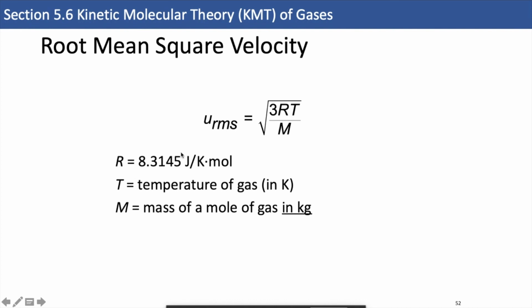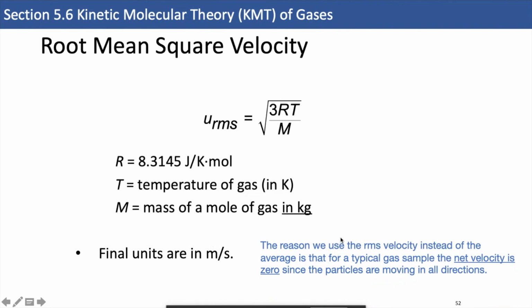It's just that, when you change your units, obviously the number is going to shift and change. So R in this situation is still a constant. T is the temperature of the gas in Kelvin. M is the mass of a mole of that gas in kilograms. That's unusual because normally when we do molar mass, it's looking at grams, but in this case, it's going to be in kilograms. Now, when you use this kind of formula, the final units are going to be in meters per second. How fast is your gas moving in meters per second?